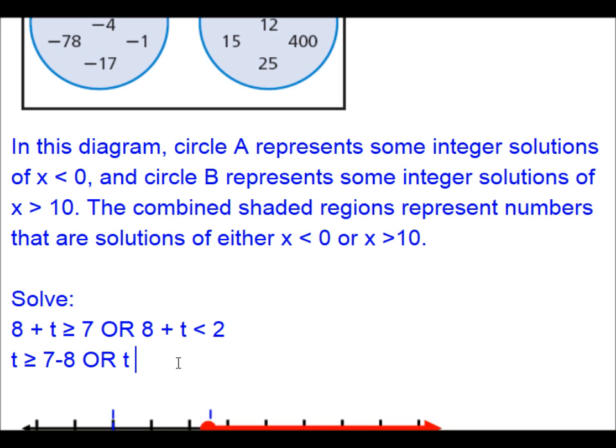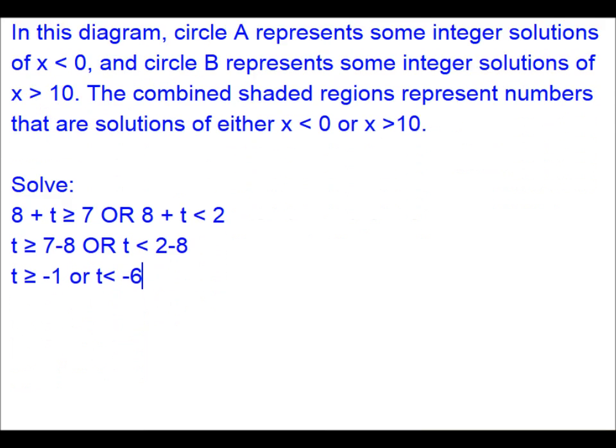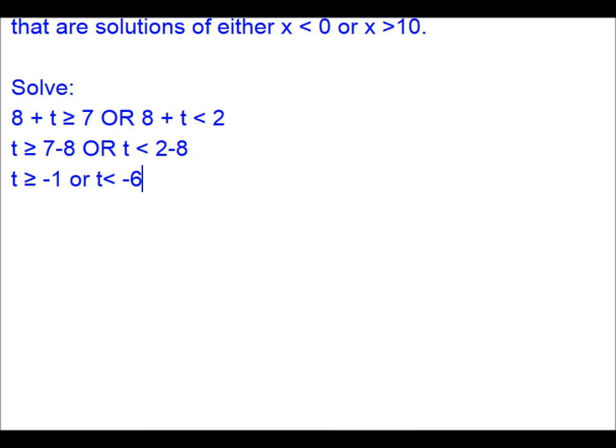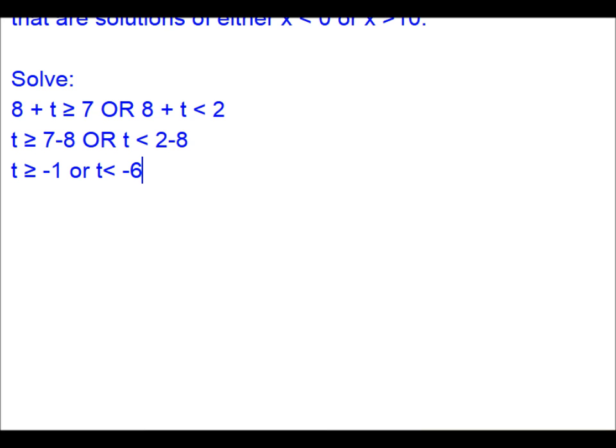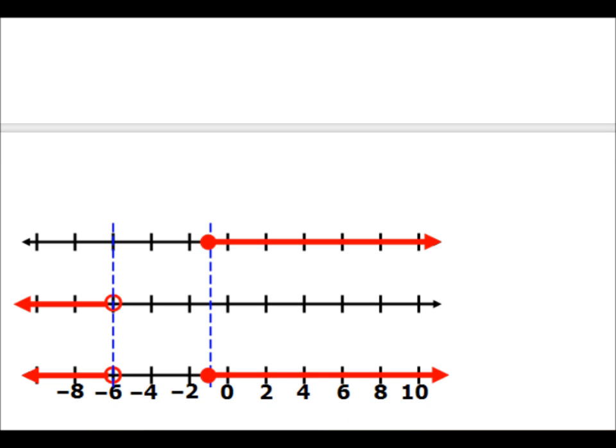T is less than 2 minus 8, because 8 here is positive. So let's solve this equation. T is greater than or equal to minus 1, or t is less than 2 minus 8, which is minus 6. So the solution here is t is greater than or equal to minus 1, or t is less than minus 6. So how can we plot this on the number line?